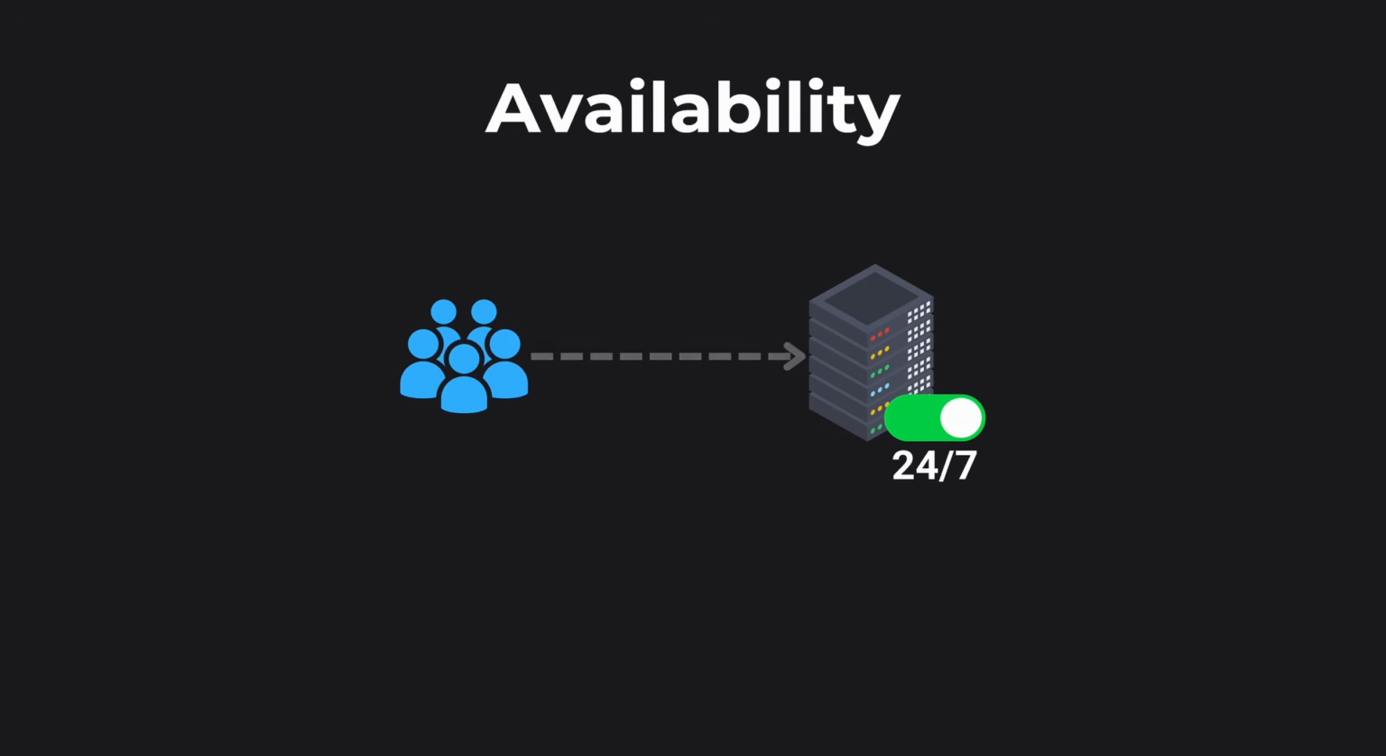So one important measurement of a system is availability. This is the measure of a system's operational performance and reliability. When we talk about availability, we are essentially asking, is our system up and running when our users need it? This is often measured in terms of percentage, aiming for that golden 5 nines availability.